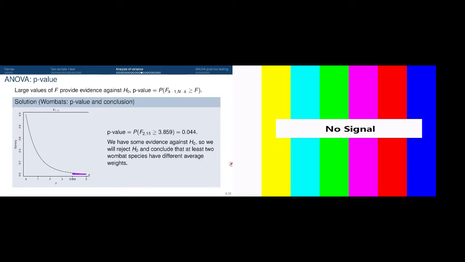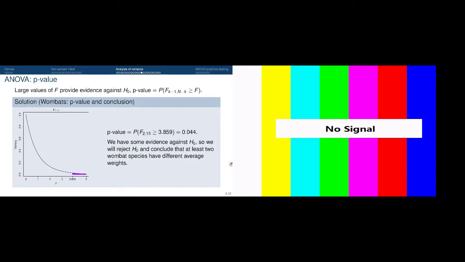Unfortunately, we can't calculate that by hand, so we would have to use StatStar or SPSS, and we would end up getting a p-value of 0.044. All right, so is that a small p-value? Well, it's less than that magic, but not magic, 0.05. So we may consider this as being enough evidence to reject the null and conclude that at least one pair of wombat means are different. Does anyone have any questions?